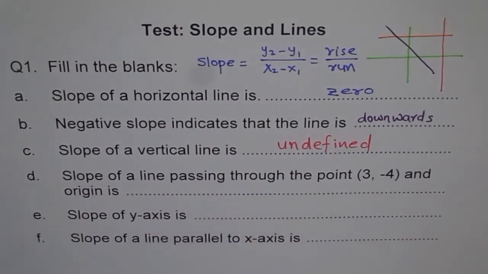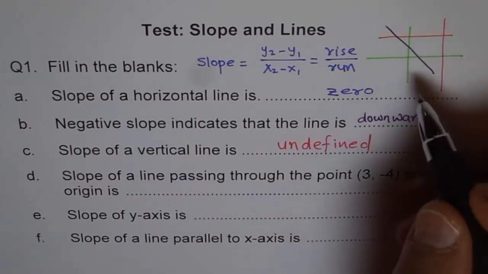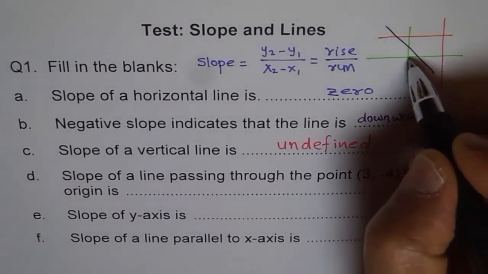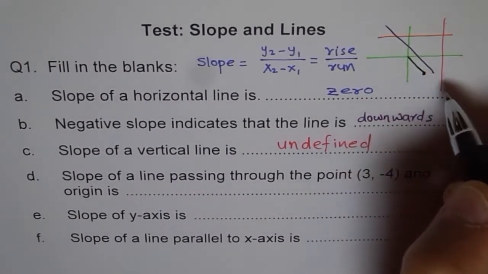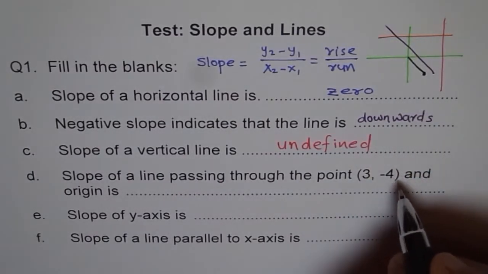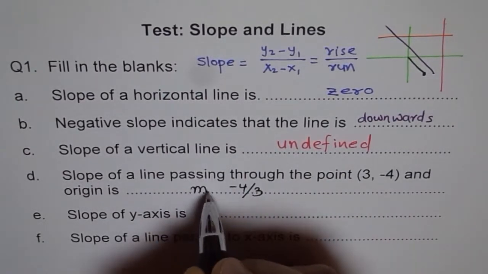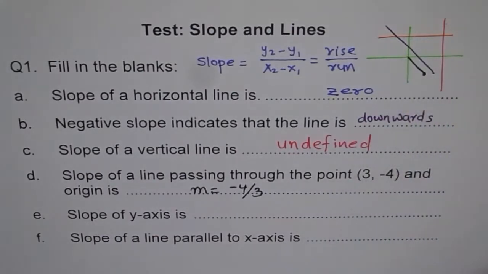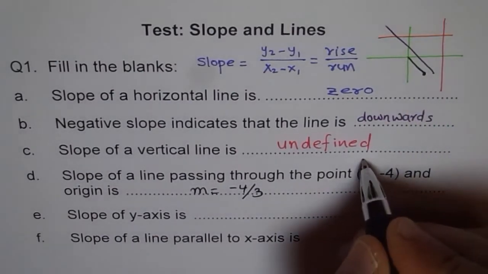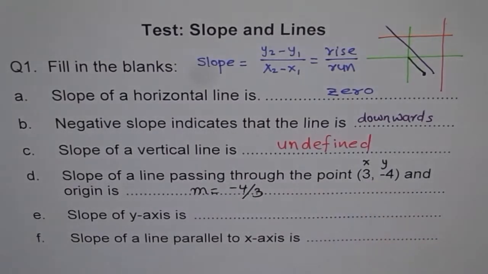Slope of a line passing through point 3, minus 4 and origin. So if the point is 3 and minus 4, let's say this is my point here, then the slope is y2 minus y1, minus 4 over 3, right? The slope is minus 4 over 3. That is my slope. So why? Because origin is 0, right? So it is basically these values. This is the x value and this is the y value. It's just the ratio of y over x, correct? Minus 4 divided by 3.